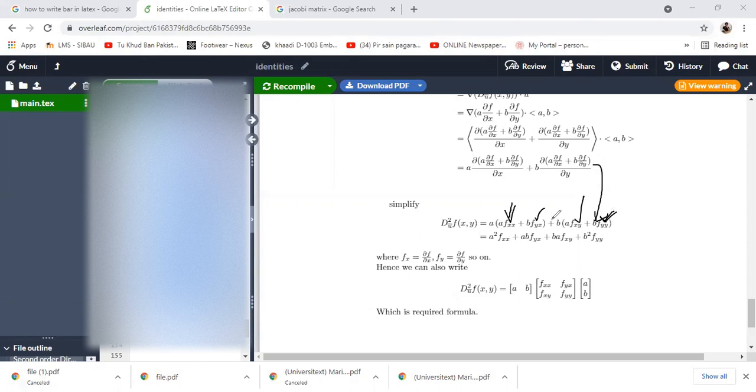So when you simplify this and then further simplify algebraically, it's nothing but simple algebra and you will get this. So this is the required form, the required formula that we had to derive for the second order directional derivative of function f in the direction of a unit vector. That was a general unit vector, say a, b.